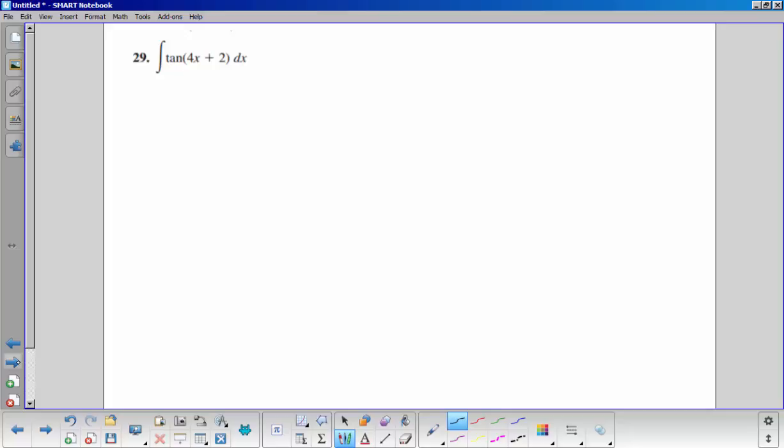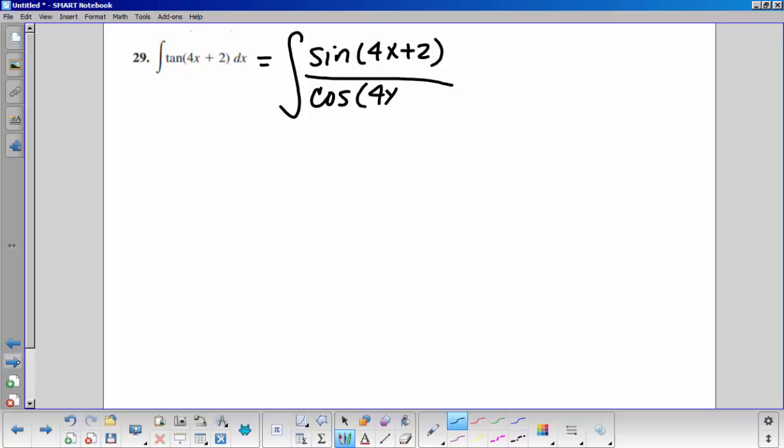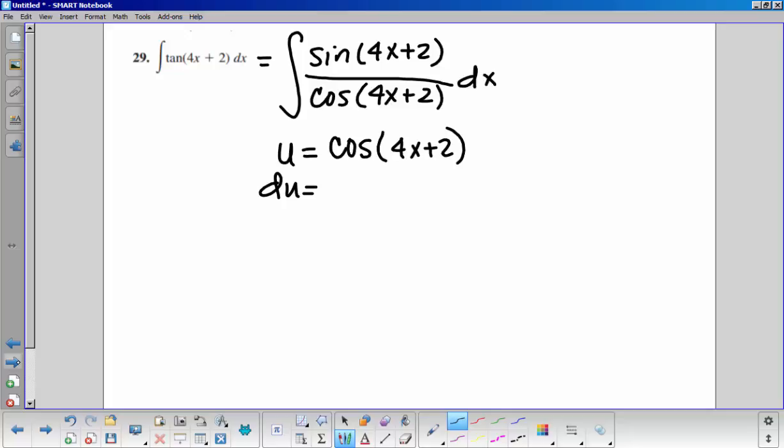Tangent. The way we integrate tangent is that we change it into its sine and cosine component parts. So this is going to be the integral of sine of 4x plus 2 over the cosine of 4x plus 2 dx, and then we let u equal the denominator. Well, what is the denominator? It's cosine of 4x plus 2. And then we take the derivative of both sides and we get negative. What's the derivative of the inside here? 4. So that's 4 sine of 4x plus 2 dx.